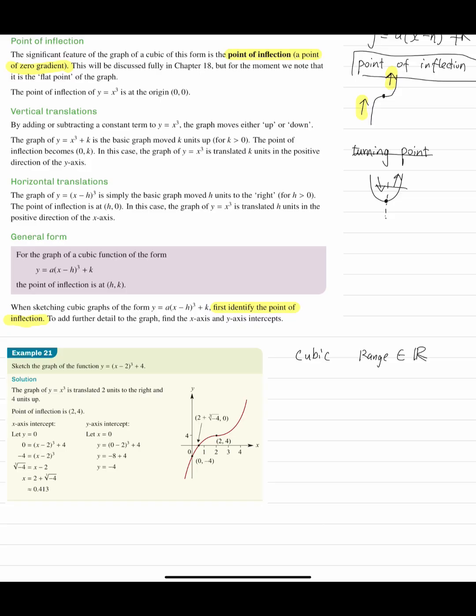So in summary, a cubic graph will always have an x-intercept and a y-intercept. It must have both. We will discuss the number of x-intercepts later, but now you need to know that in all cases, a cubic graph will always have an x-intercept and a y-intercept.